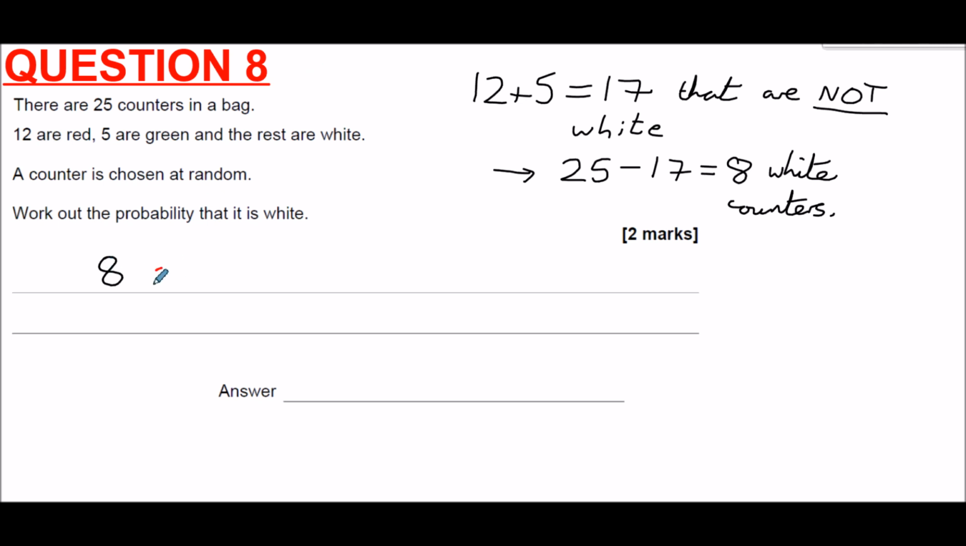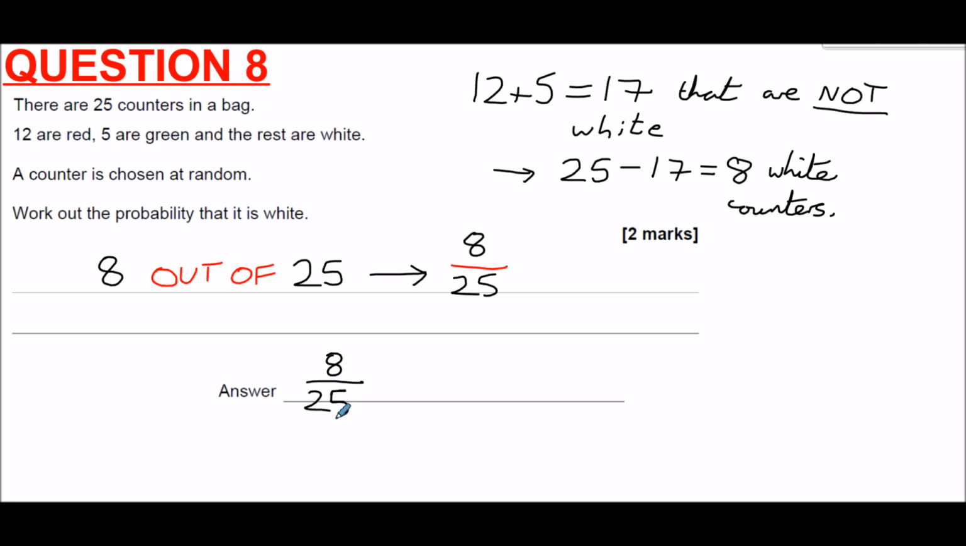out of a total of 25 counters. So if 8 out of 25 are white, we can put this into a fraction like this. So that's the relative frequency of white inside the bag, which is also going to be the probability. 8 counters out of 25 are white, and so that's the chance of picking the white counter.